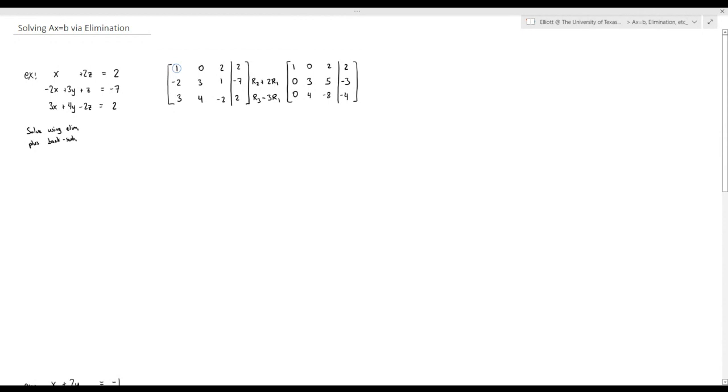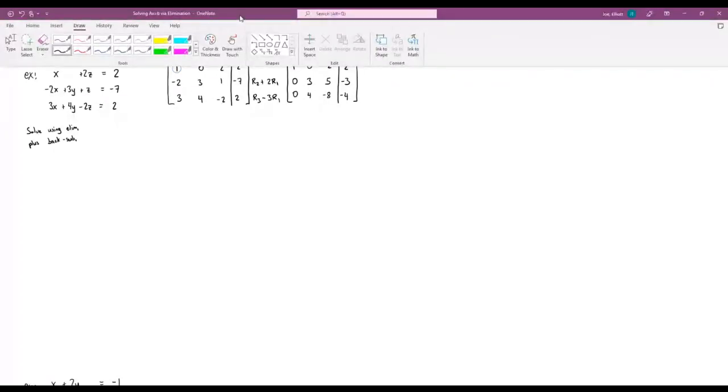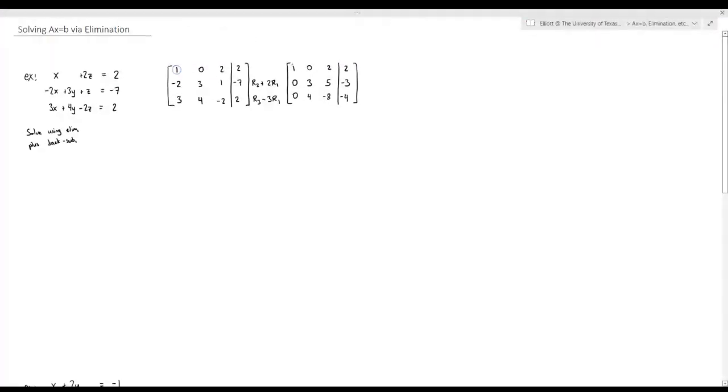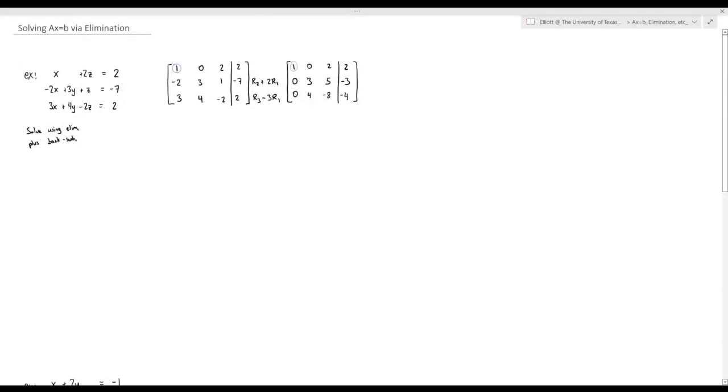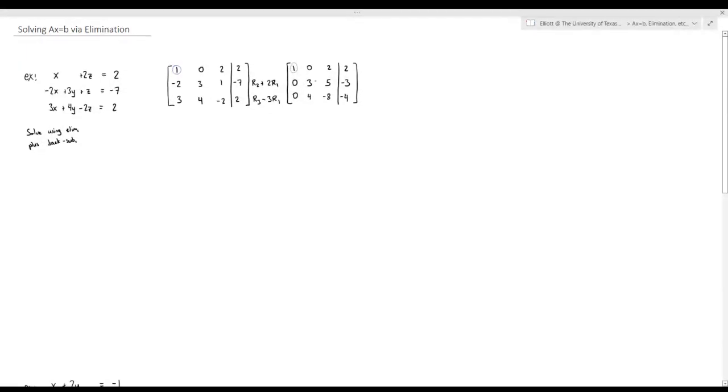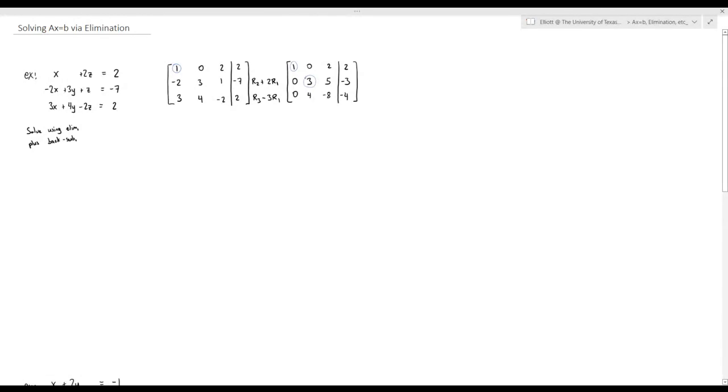All right. So now we've finished the elimination in the first column. This one was the first pivot. So now this 3 is going to be the next pivot. So we want to use the 3 to eliminate the 4 underneath it.